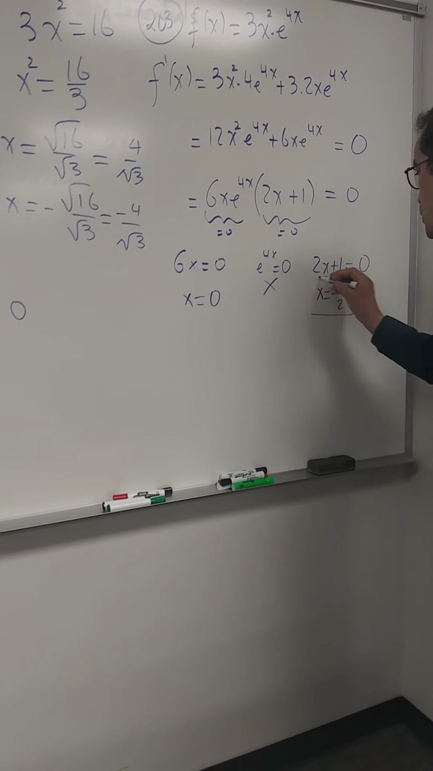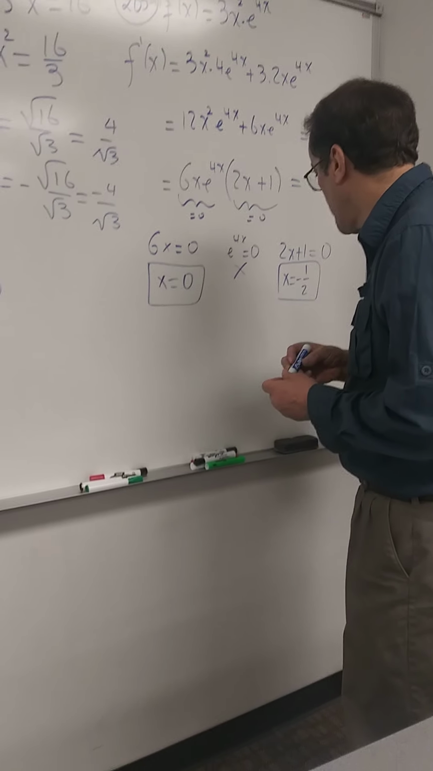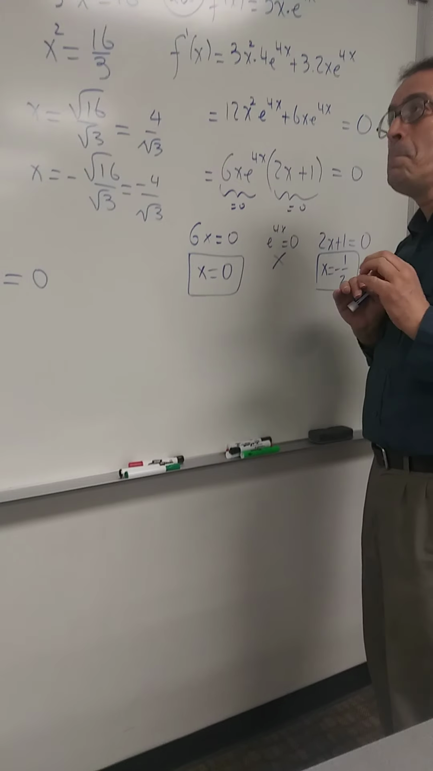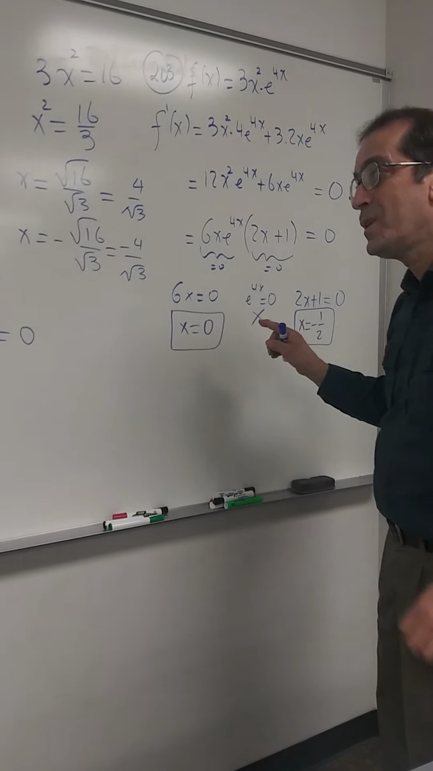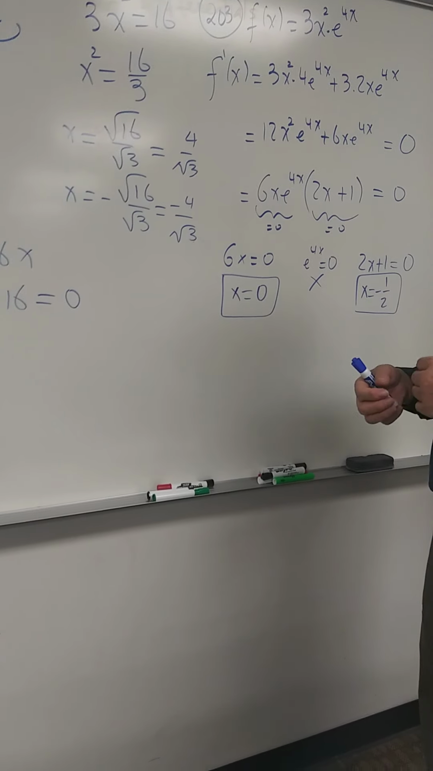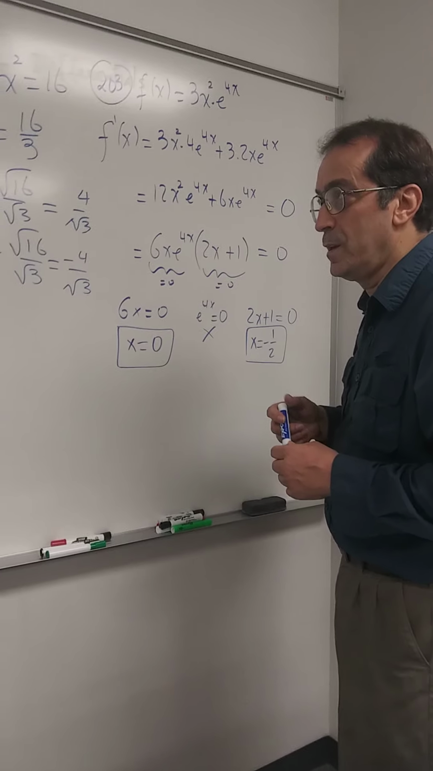That's a critical number. So this function here has two critical numbers, x equals 0 and x equals minus a half. We didn't have issues of domain so far. Make sure that your critical number is in the domain. So far we haven't had. But we're going to pick an example where there's going to be an issue with the domain.